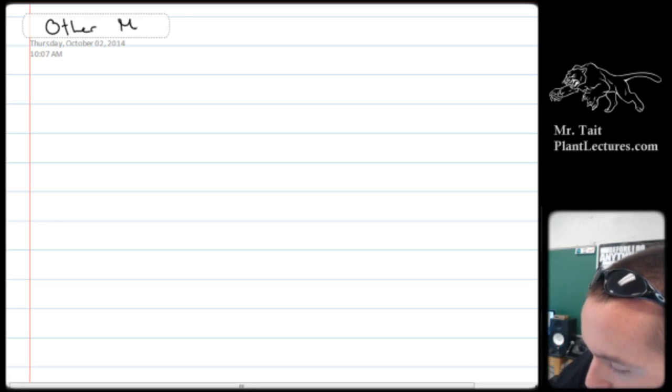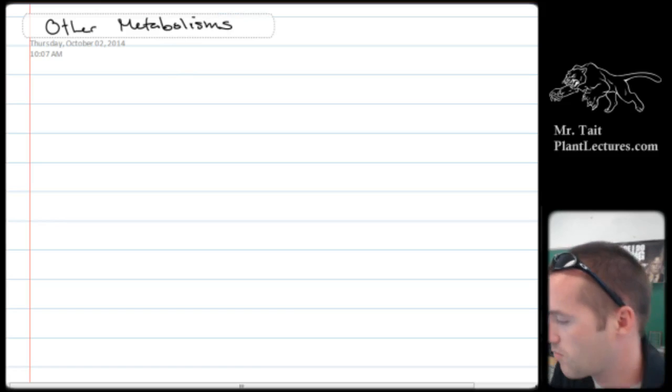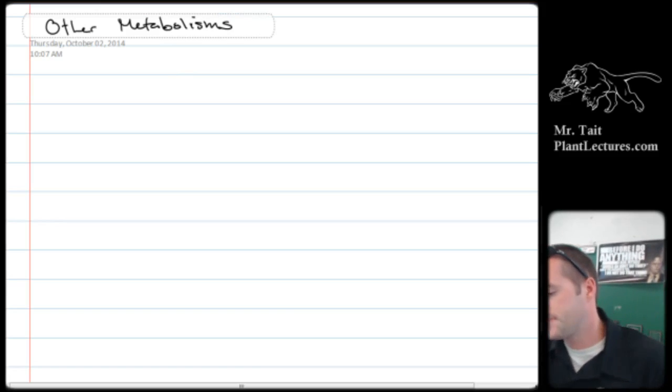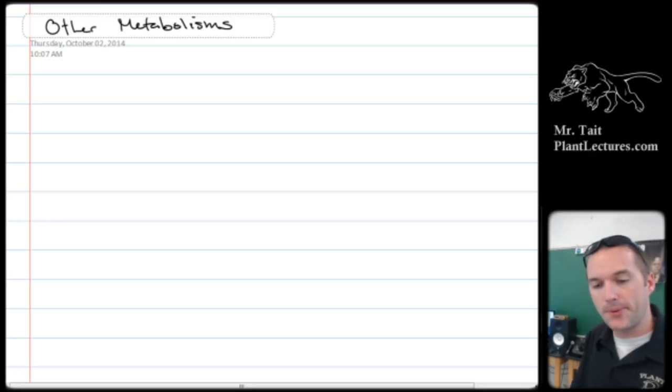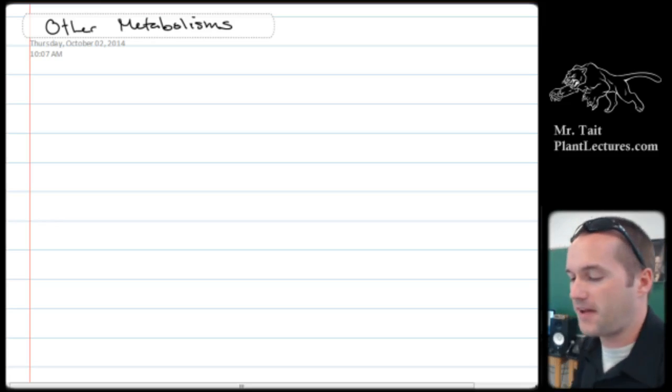So that's obviously not where we're getting the majority of our metabolism from. It's coming from other places. So we've got to learn where else it can come from. So, other metabolisms. All right, so we learned this already. What thing has the most energy per molecule? Fats. So we'll start there with fats.